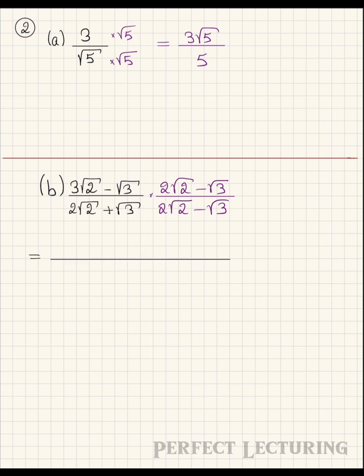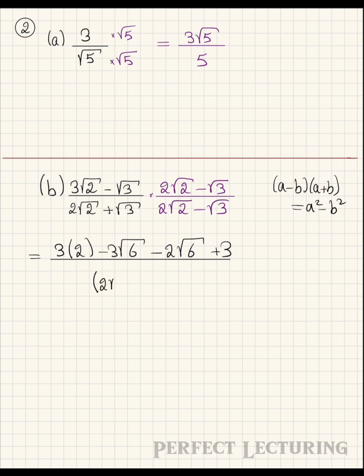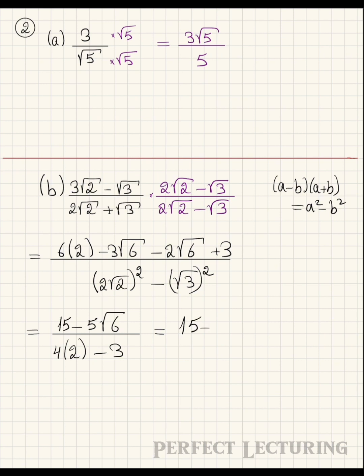Now for the numerator, I just expand. For the denominator, this is (a plus b) times (a minus b), and this will give us a difference of 2 squares. So we have to use this identity, which means we can right away write it as (2 root 2) squared minus (the square root of 3) all squared. So we get this expression, and yes, we were able to get rid of the square root in the denominator. This means that we are on the right track, and it becomes (15 minus 5 root 6) over 5.